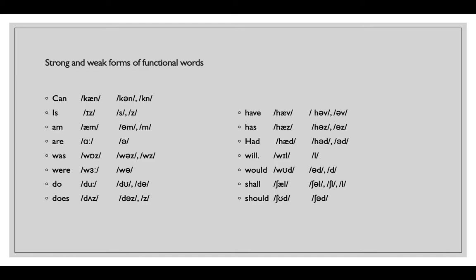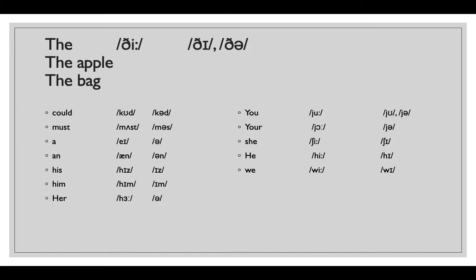Similarly, would this be the answer? Or let us say, I would do it, I'd do it. Would becomes a simple "d." I'll of course give you the slides and you can take a look at the weak forms. One special thing we can give attention to is the use of the word "the," the definite article.